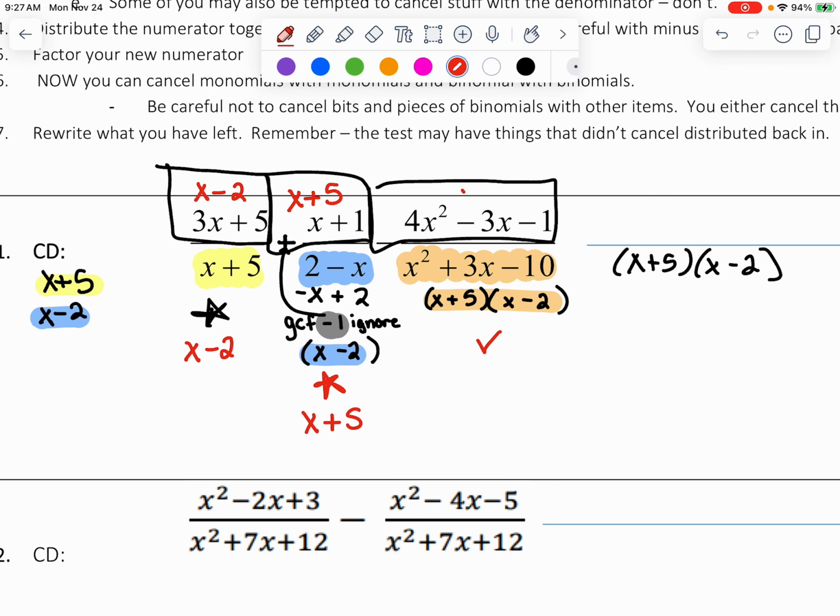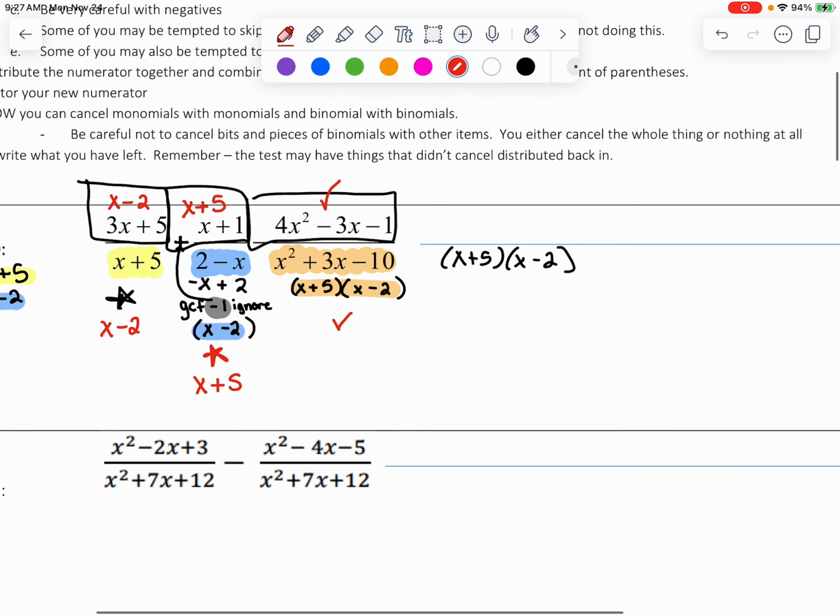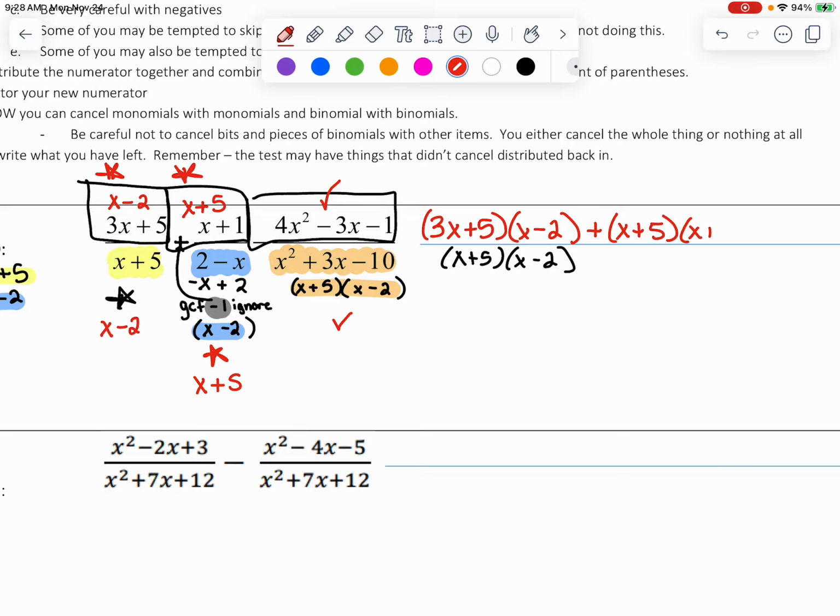It's good to go. So I will walk you through the bring it over step, but then you need to distribute, combine, refactor, and cancel. So the first, take a look please where my star is now. The first fraction is 3x plus 5 in parentheses, and x minus 2 in parentheses. The next one, where my star is now, is a plus sign. Don't forget that plus sign. An x plus 5 and an x plus 1.